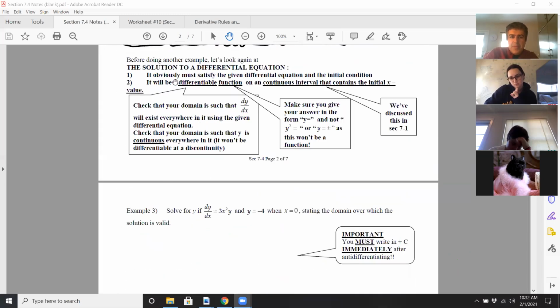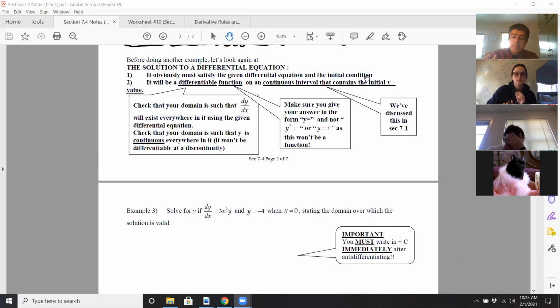The second statement, you have to guarantee that what you get is a differentiable function, meaning that the derivative will be defined on whatever domain you have, and it's continuous on some interval that contains the initial x. So it means that we have to be mindful about our domains when we're doing these problems.